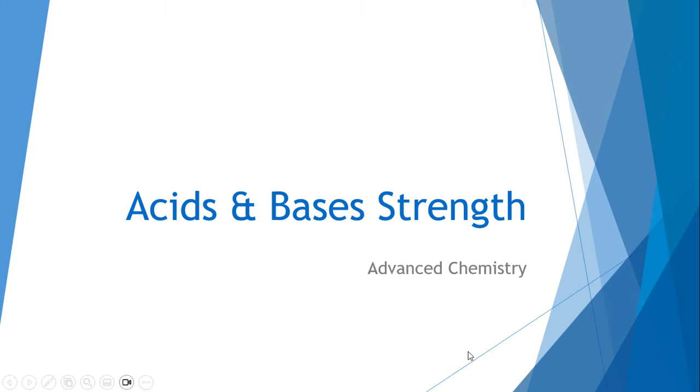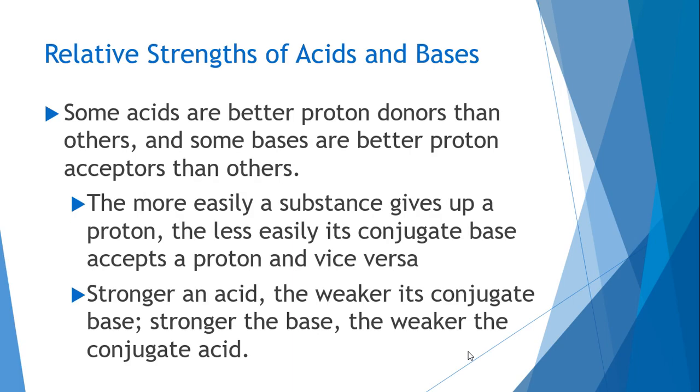Hey class, today we're going to continue on with acids and bases, and we're going to talk about how the acid strength is related to the conjugate base's strength and how a base's strength can be related to a conjugate acid strength. So some acids are better proton donors than others, and we had a list where we had 7 strong acids and then we talked about weak acids. Same thing with bases. There are better bases that are better at accepting protons than others. So we have strong bases versus weak bases.